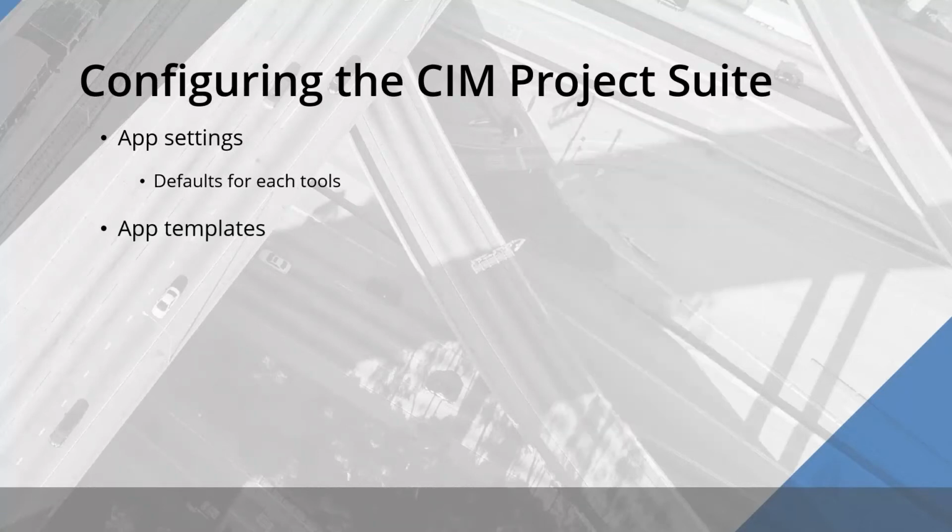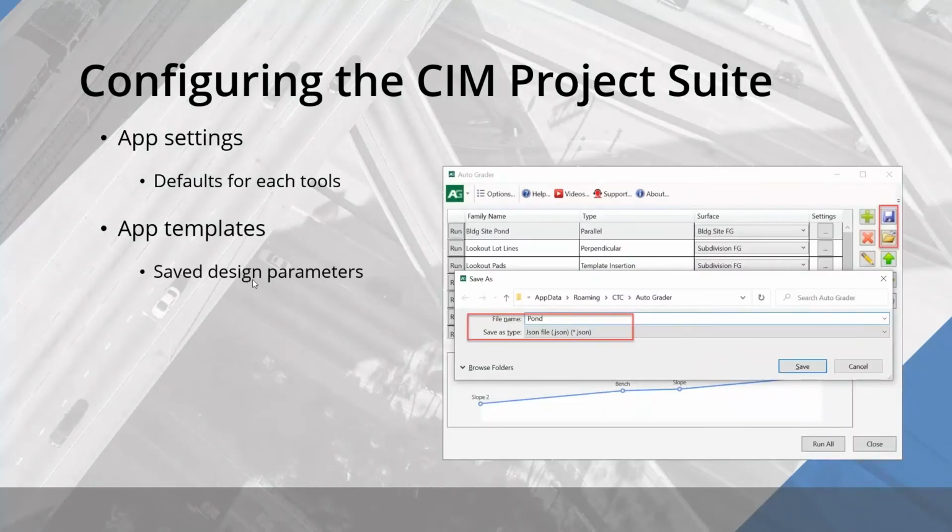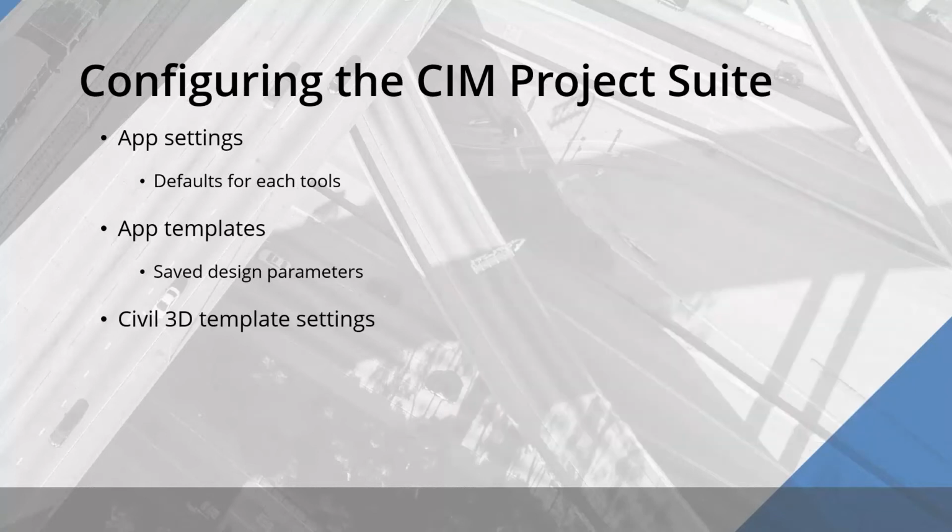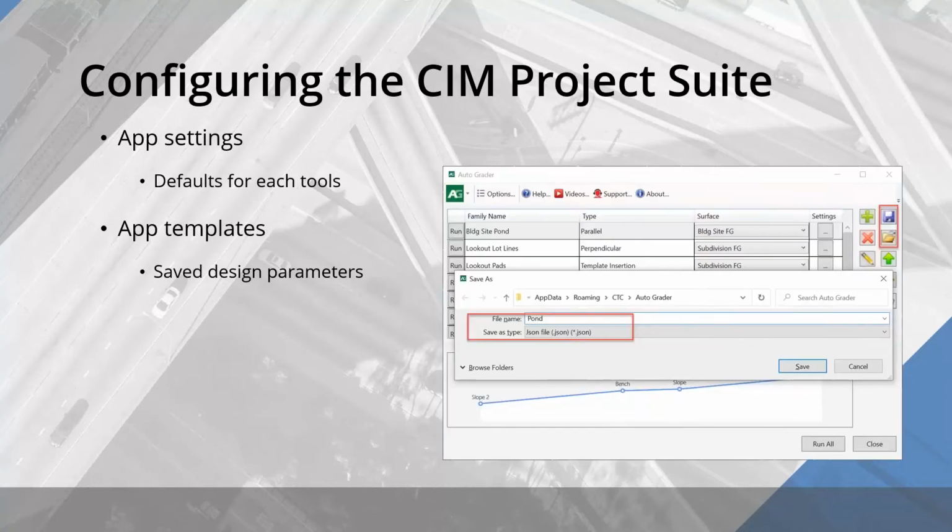It's quite similar here. There are app templates. This is where you can save a set of design parameters out to be used in some other situation. For example, in AutoGrader, again, I might have standard pond or curve or lot designs that get reused drawing after drawing, project after project, or from one user to the next. There's no need to program or build out those design parameters every time. You can simply save them out to external files. We use a JSON file format. It's a standard format for all of these, and we'll cover some of that.